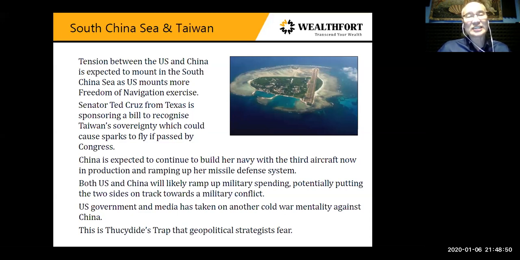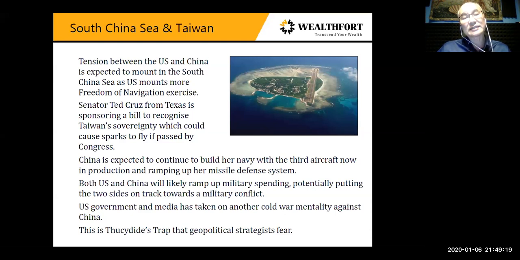So China is expected to continue to build her navy, with the third aircraft carrier now in production, and ramping up her missile defense system. Both US and China will likely ramp up military spending, potentially putting the 2 sides on track towards a military conflict. US government and media have taken another Cold War mentality against China. Now, this is the Thucydides trap that geopolitical strategists fear.